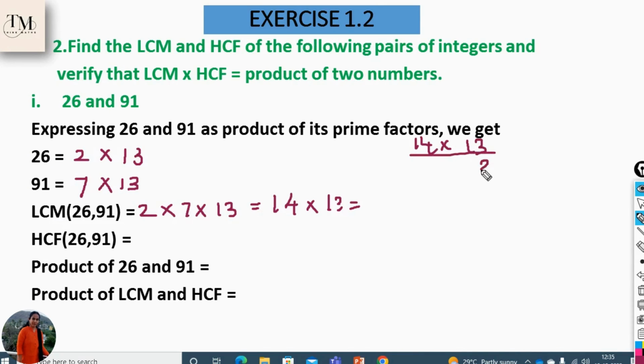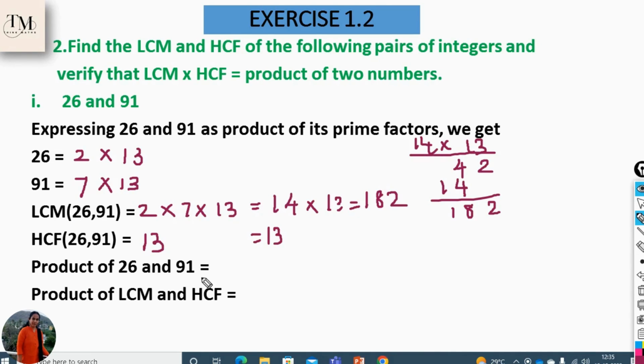4 3s are 12, balance 1. 1 3 is 3, 3 plus 1, 4. So 14 into 1, 14. So 2, 8, 1. So the answer is 1, 8, 2. So what is HCF? So HCF is the product of the smallest power of common prime factors. So common is 13. So smallest power is 1. So answer is 13.